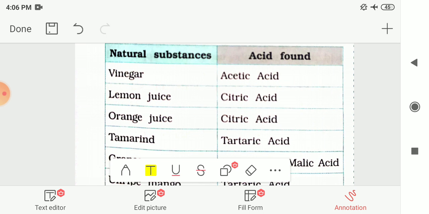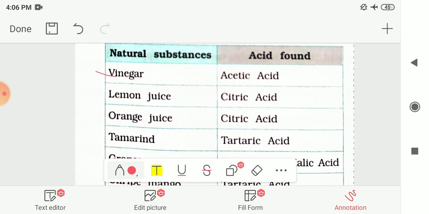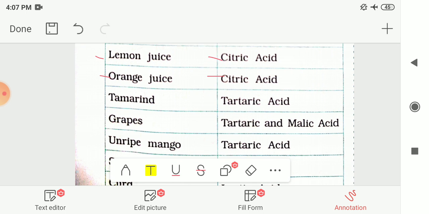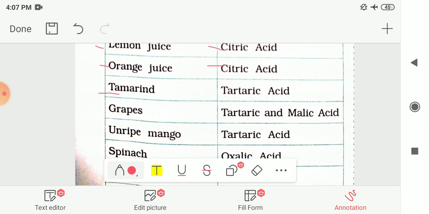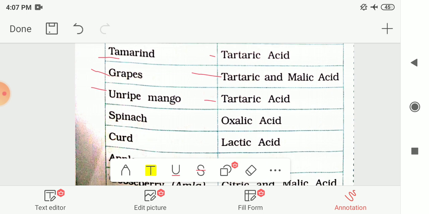The first natural substance is vinegar. So we find acetic acid in vinegar. Next is lemon juice. Citric acid is there in the lemon juice. Next is orange juice. Again citric acid is there in the orange juice, because both are citrus fruits. Next is turmeric. Tartaric acid is there in the turmeric. Next is grapes. Tartaric and malic acid is there in the grapes. Next is unripe mango. Tartaric acid again is there in the unripe mango.